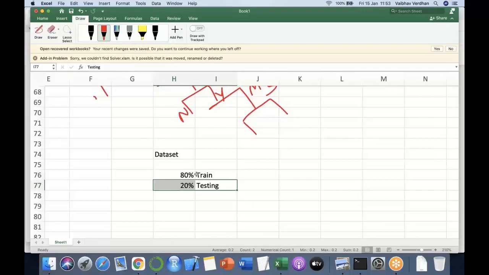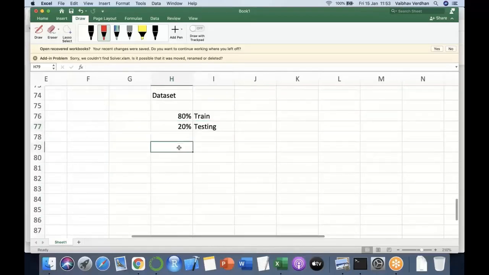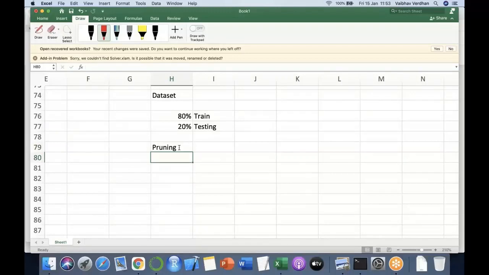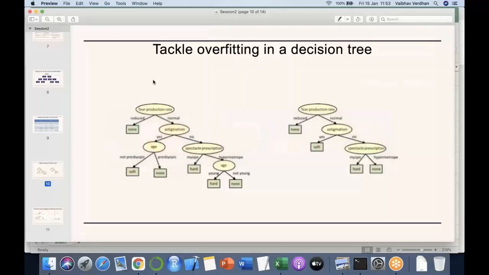Decision trees are prone to overfit, right? And one of the best ways to tackle overfitting is pruning. We'll see that in the code in a bit, right? But pruning is one of the ways to tackle overfitting in decision trees. Okay, we will see the code. Don't worry about that.